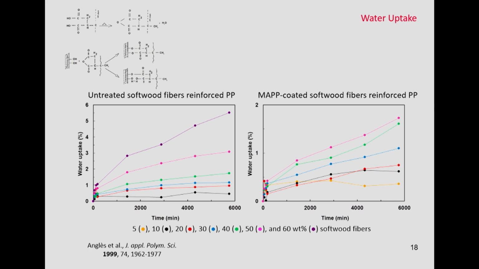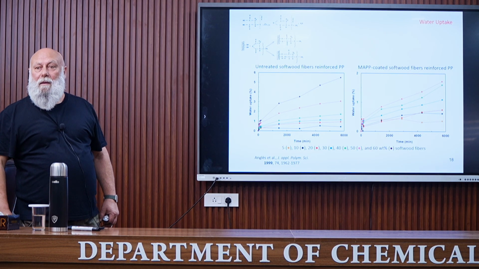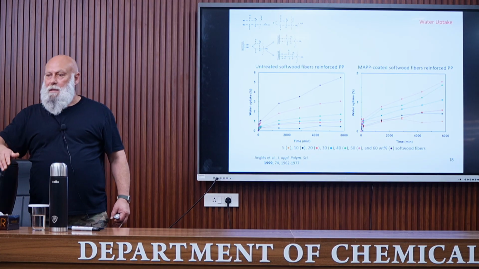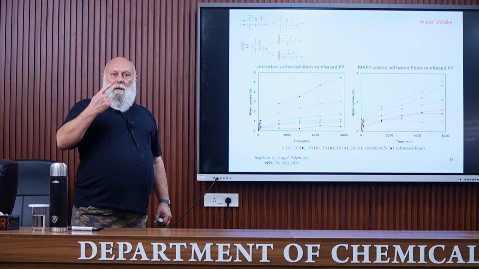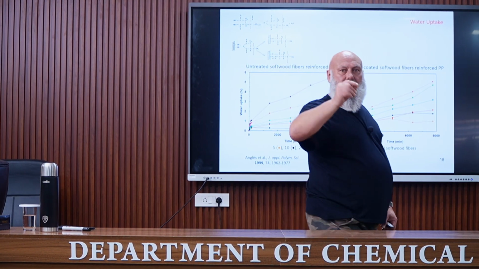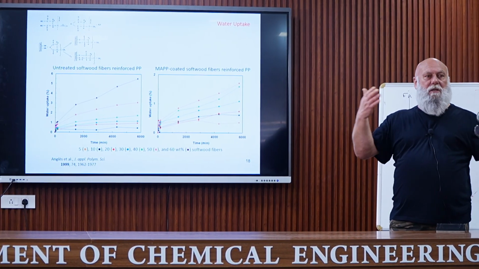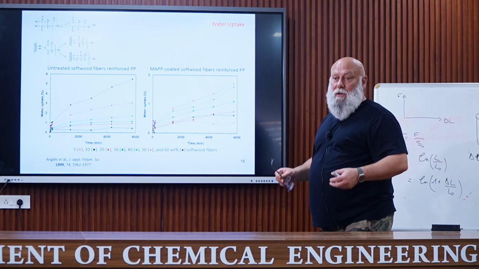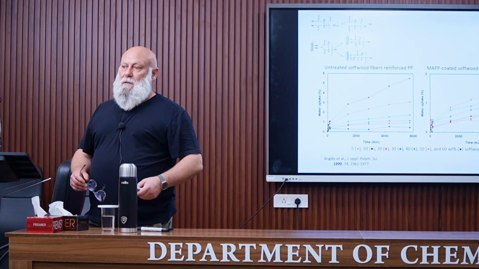What is the difference? Look at the scale. 6%, 2%. Of course, the water uptake is much lower for treated fibers. And we can understand because after treatment, after modification, the fibers are less hydrophilic. In addition, remember that for untreated fibers, we have a gap between the fiber and the matrix. And of course, you imagine that this gap can be filled with water, meaning that the water absorbed by the unmodified composite is usually higher.